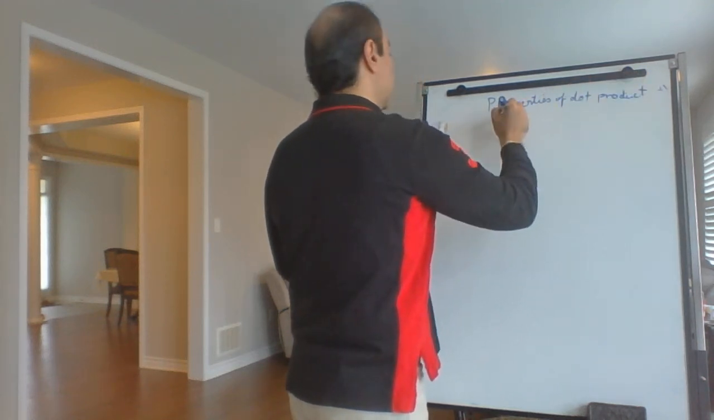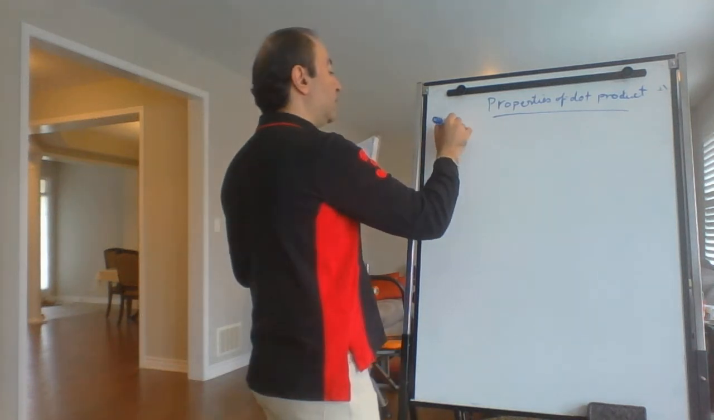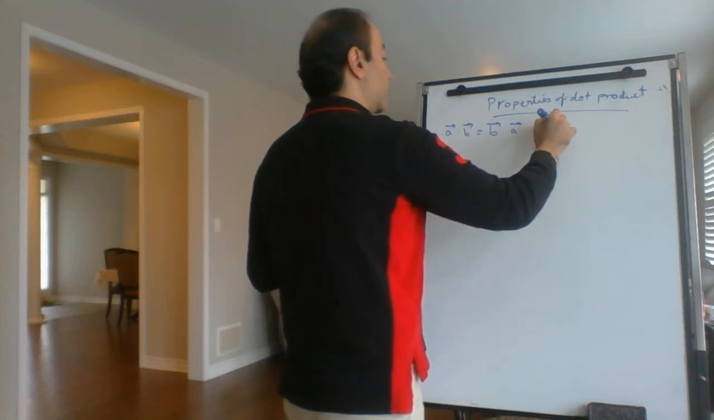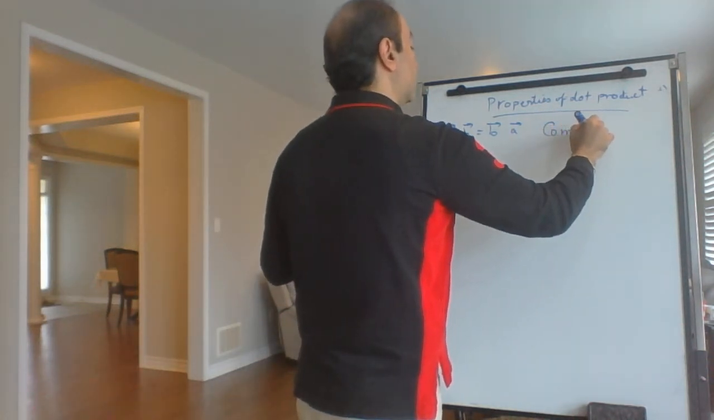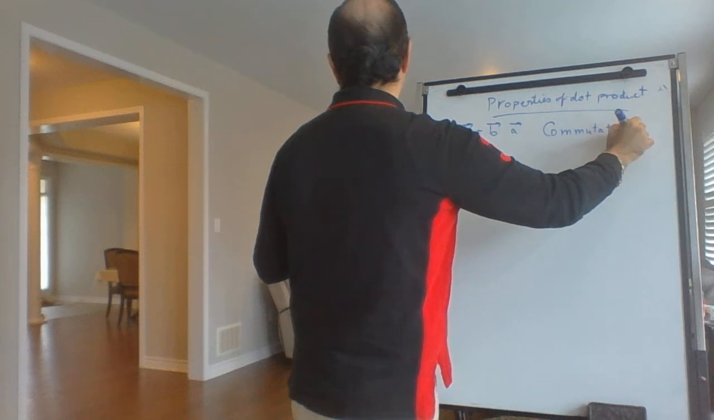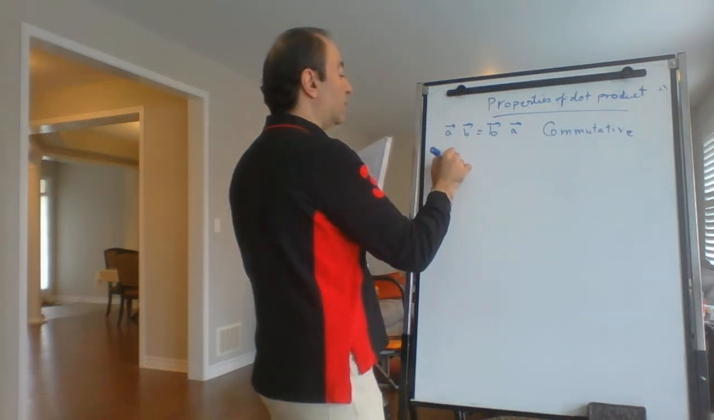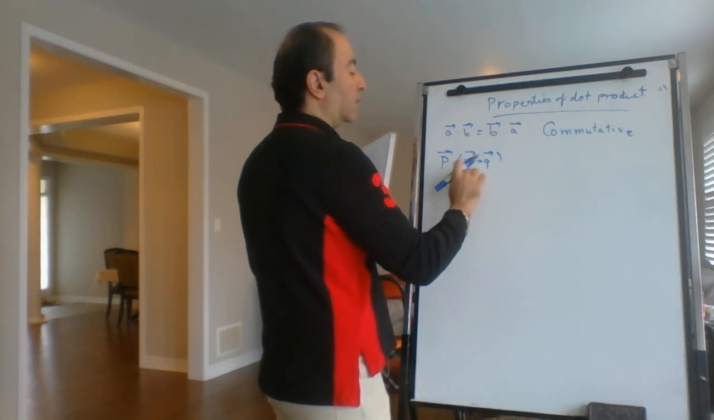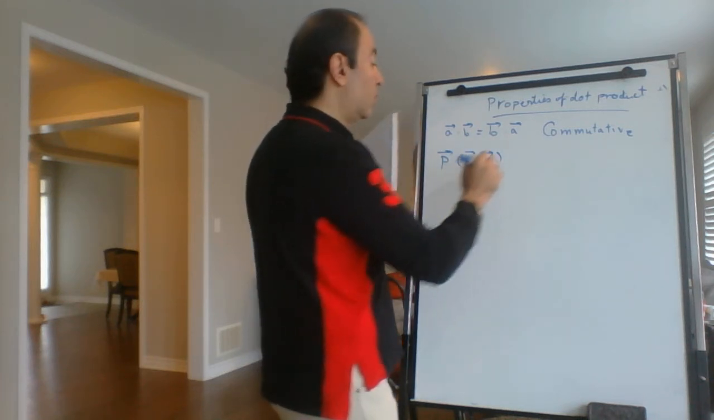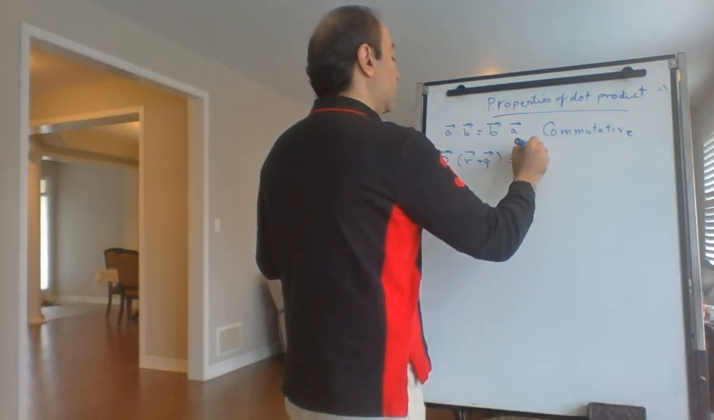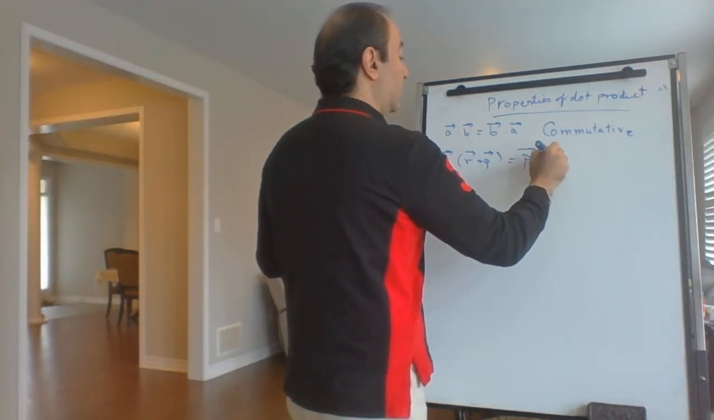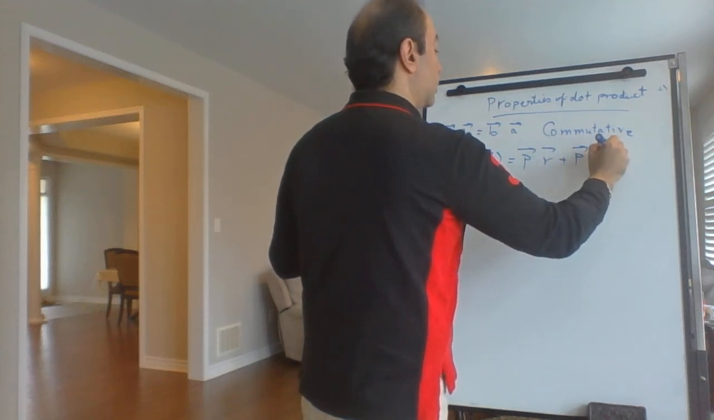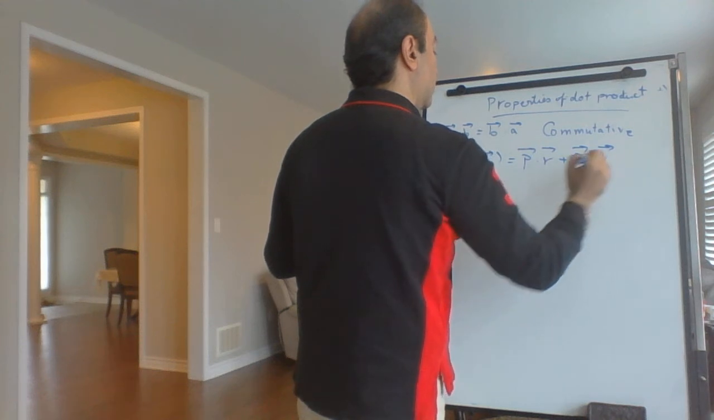The first property is, if I have A dot B, this is the same thing as B dot A. It doesn't matter which one is first. So this is the commutative property. If I have P dot R plus Q, I can add R and Q and dot it with P, or I can distribute: P dot R plus P dot Q. This is called the distributive property.